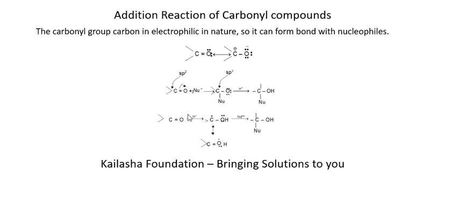Hence, as we can see here also, due to the polarity there is a partial positive charge on carbon and partial negative charge on oxygen. So a nucleophile can easily attack this sp2 hybridized carbon atom and convert it into sp3 hybridized, which on further hydrolysis is converted into an alcohol. Now this is the very basic addition reaction. We will see some examples.